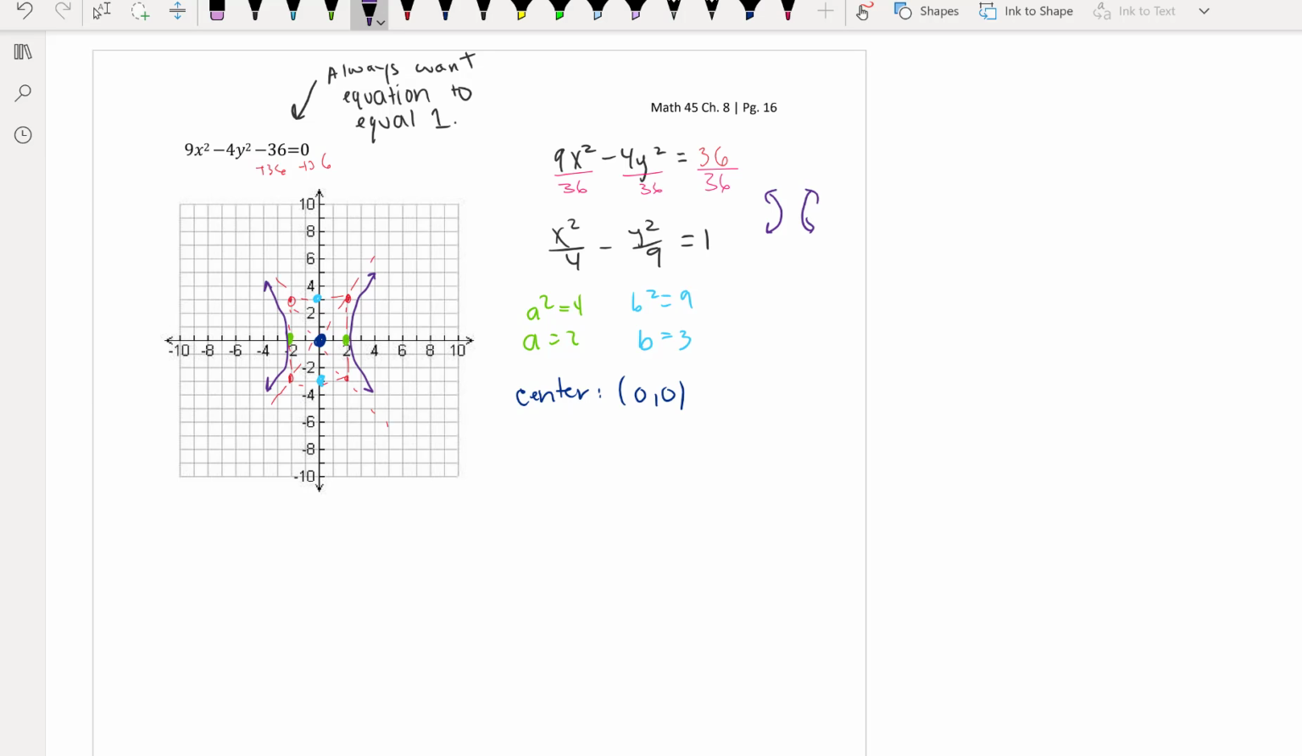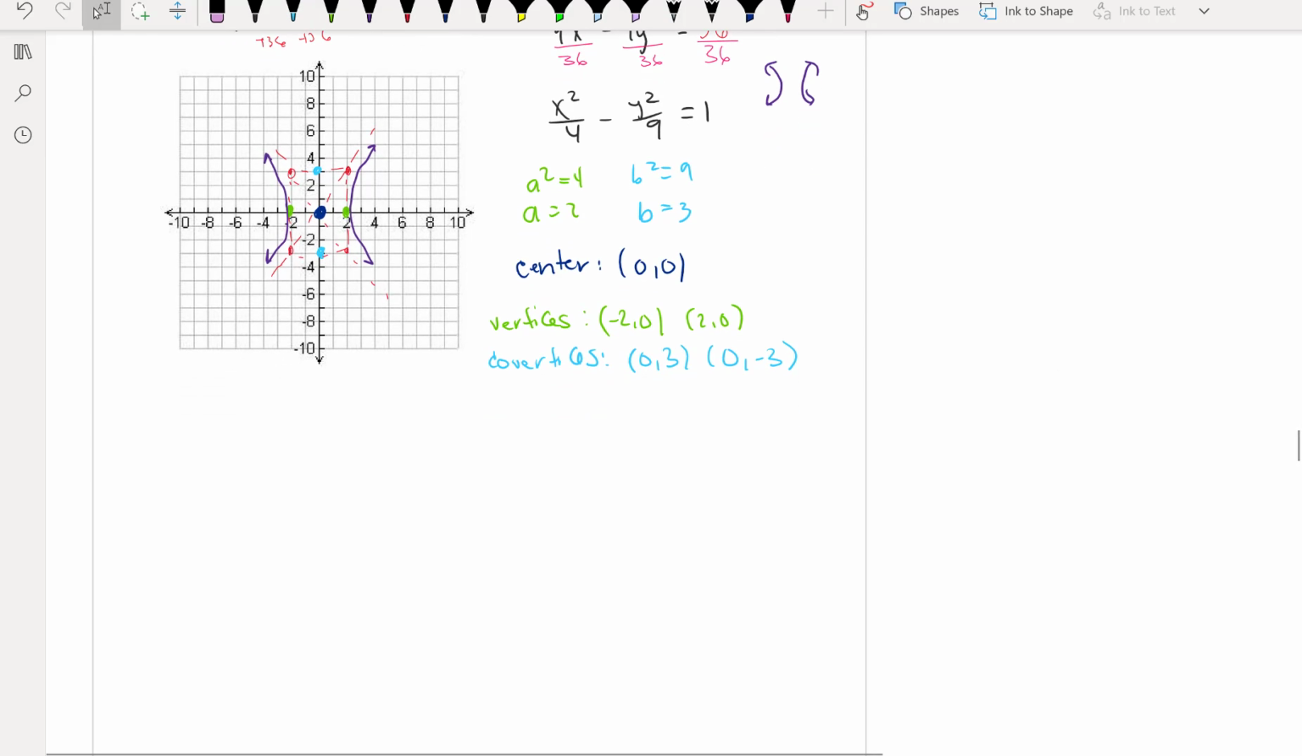So let's think about this. So I know that I need to talk about my vertices. Remember, that's just plus or minus 2, so negative 2, 0, and 2, 0. My co-vertices, which is 3, 0, and negative 3. Oops, why do I keep doing that? It's along the y-axis, so it's 0, 3. There we go. And 0, negative 3. Okay. And then, of course, now the last thing is going to be my foci.